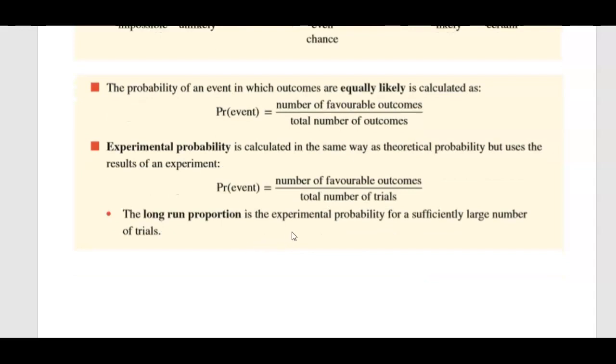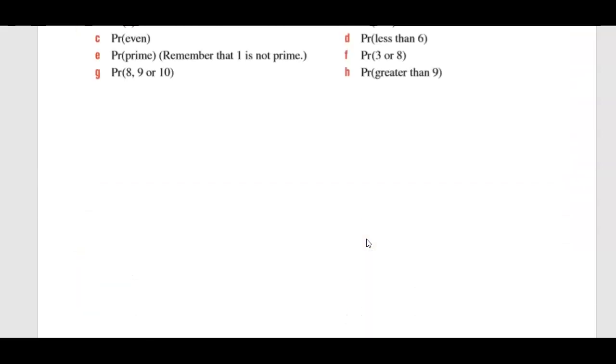The long run proportion in the experimental probability for a sufficiently large number of trials is, I missed the word is, basically, if we were to flip a coin, say, 5 times, you could possibly get 5 heads in a row. But if I was to do it 500 times, you're more likely to get the experimental probability to be close to the theoretical probability. So the more trials you do, the higher the likelihood that your experimental probability would be the same as your theoretical probability. Okay, so let's move on and do some questions.